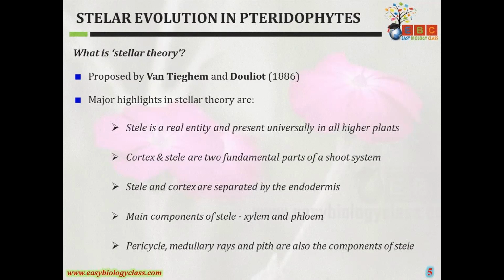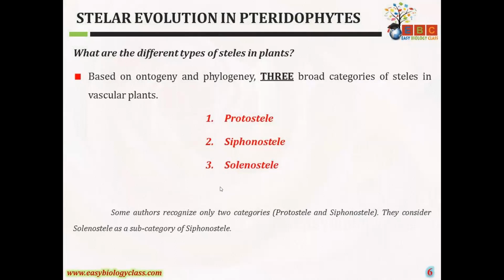So this theory was proposed by Van Tieghem and Douliot. Here are the different types of stele, based on the arrangement of xylem and phloem, on ontogeny, that is how the development of these vascular bundles occurred, and on phylogeny. There are three broad categories: the protostele, the siphonostele, and the solenostele.